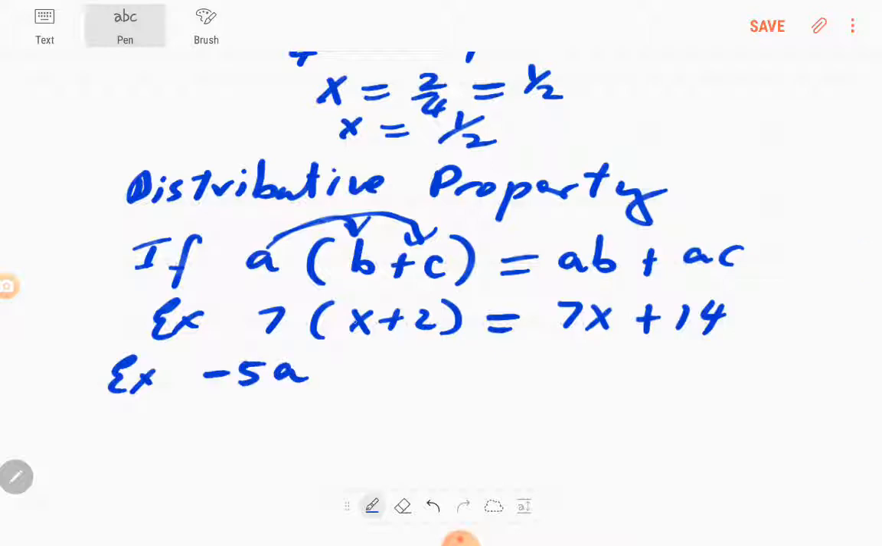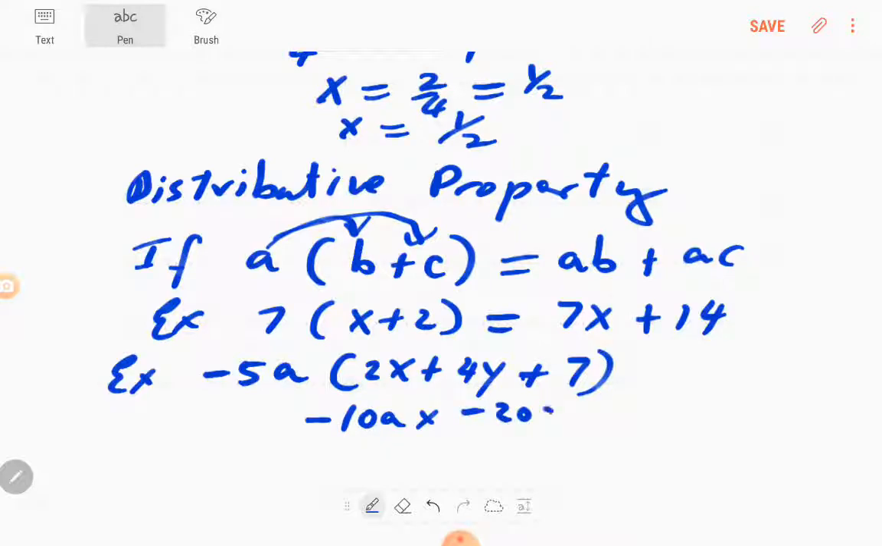Another example, suppose I had minus 5a, and then I had 2x plus 4y plus 7. What happens here? Now you see the parentheses have 3 terms, so my answer will also have 3 terms, and the minus on the outside changes all the signs inside to the opposite sign. So here we get minus 10ax, minus 20ay, and then minus 35a.